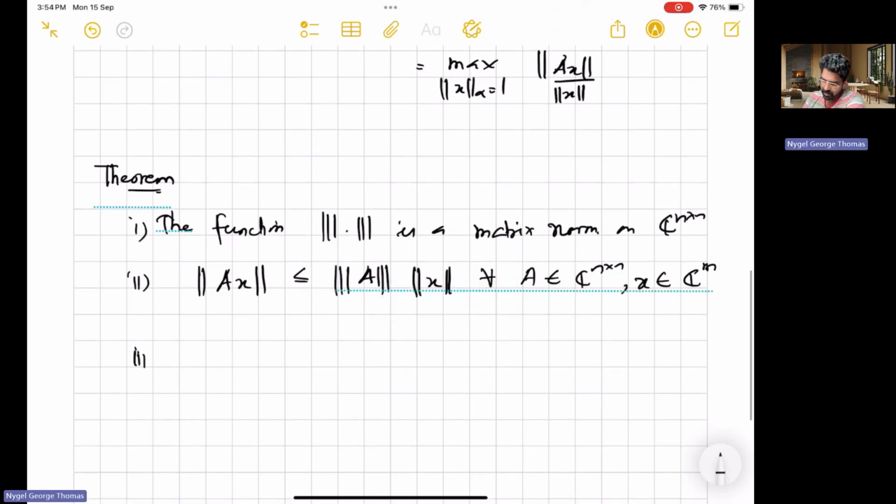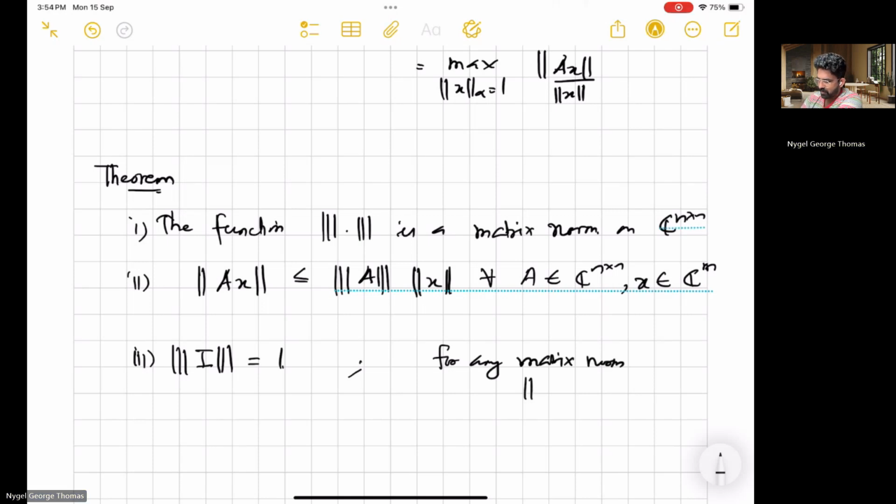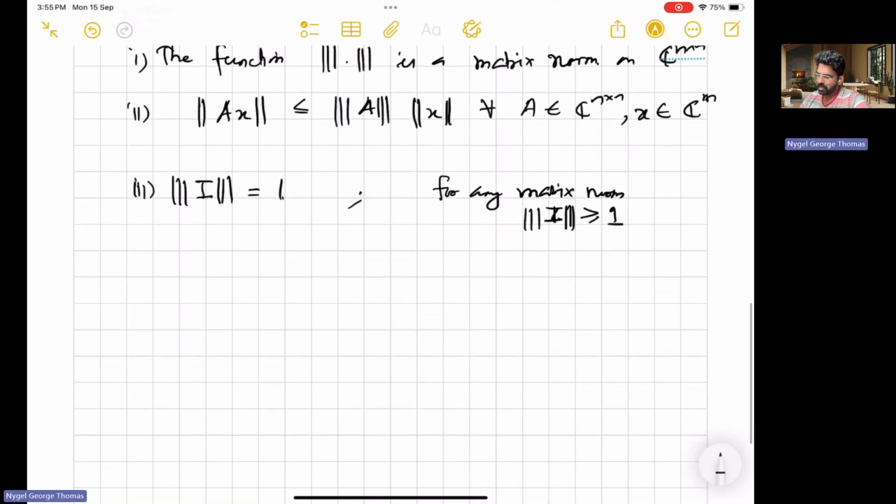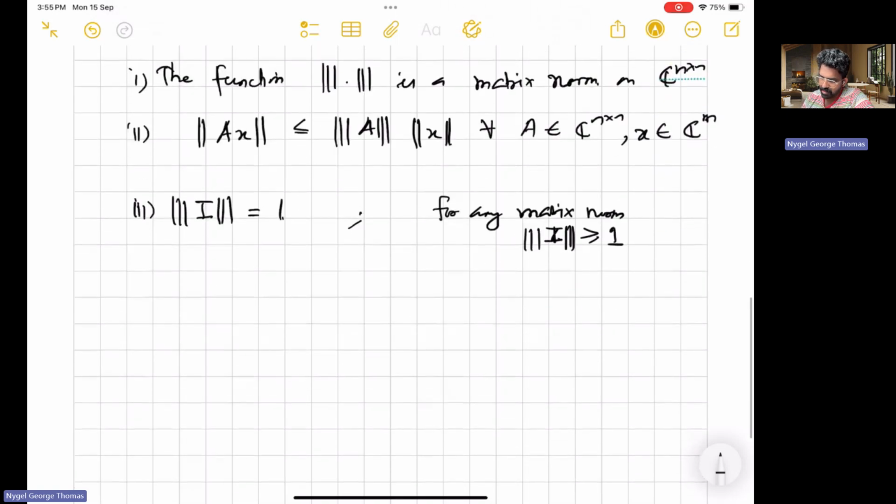Also, if you have such an induced norm, the induced norm of the identity matrix is always equal to 1. We've already seen that for any matrix norm, the matrix norm of I is greater than or equal to 1. But if it's an induced norm, then its value is specifically equal to 1. So let's try to prove these statements.